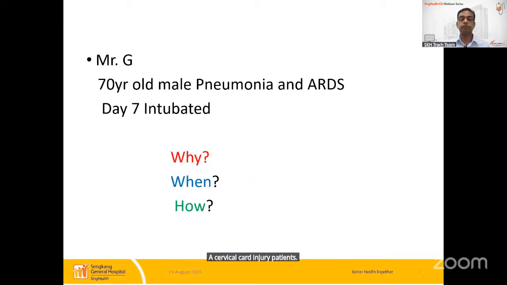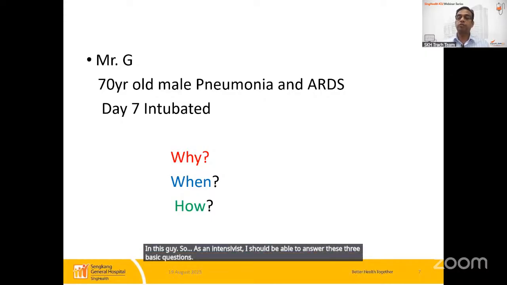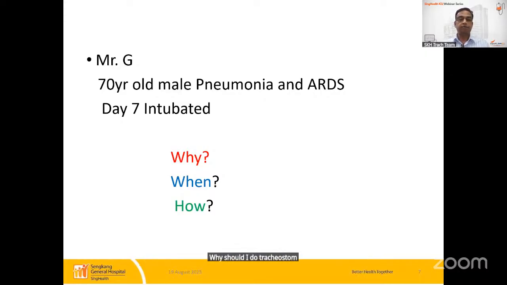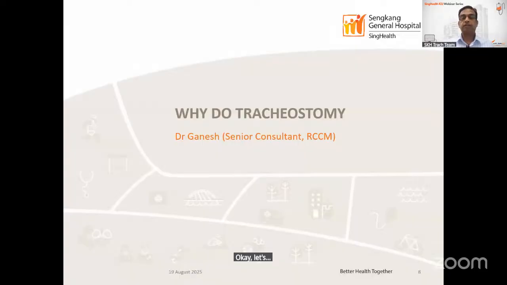So to understand better, let us consider a patient, Mr. G, who is a 70 years old male, who was admitted to ICU with pneumonia and ARDS. He's day 7 into intubation. So my team is asking, boss, can we consider a tracheostomy in this guy? So as an intensivist, I should be able to answer these 3 basic questions. Why should I do tracheostomy? And when should I be doing it on him? And how am I going to do it? Okay, let's try and answer the first question.